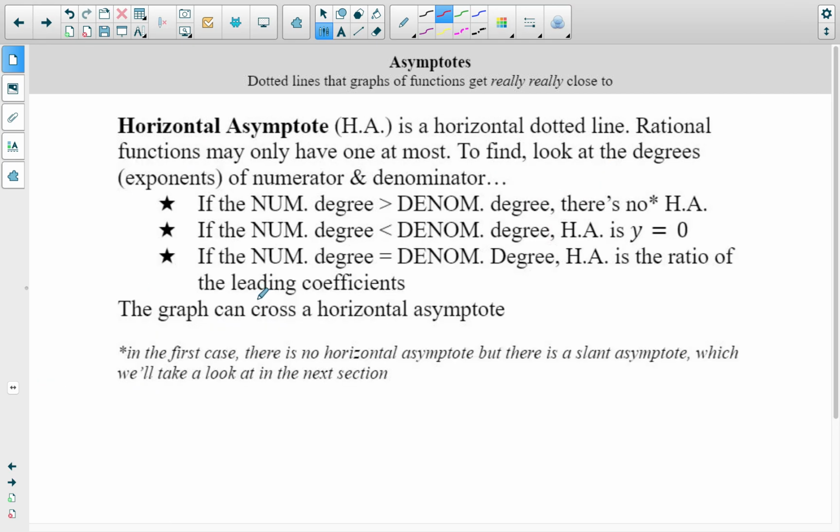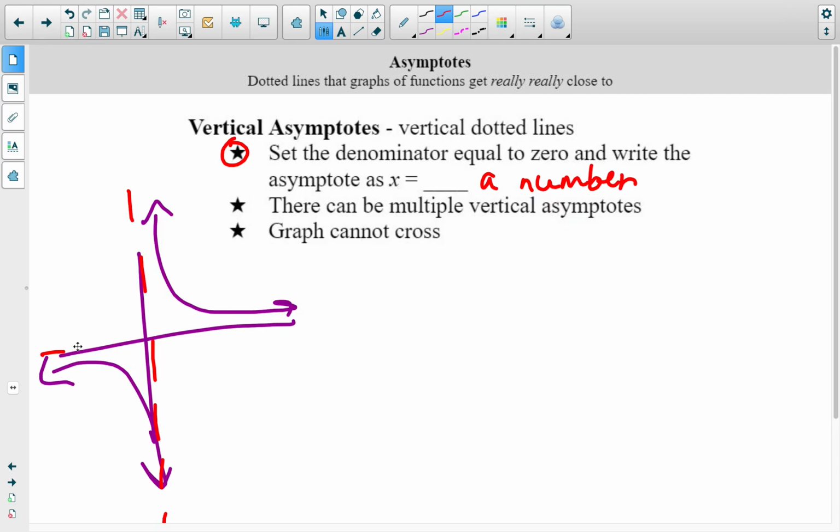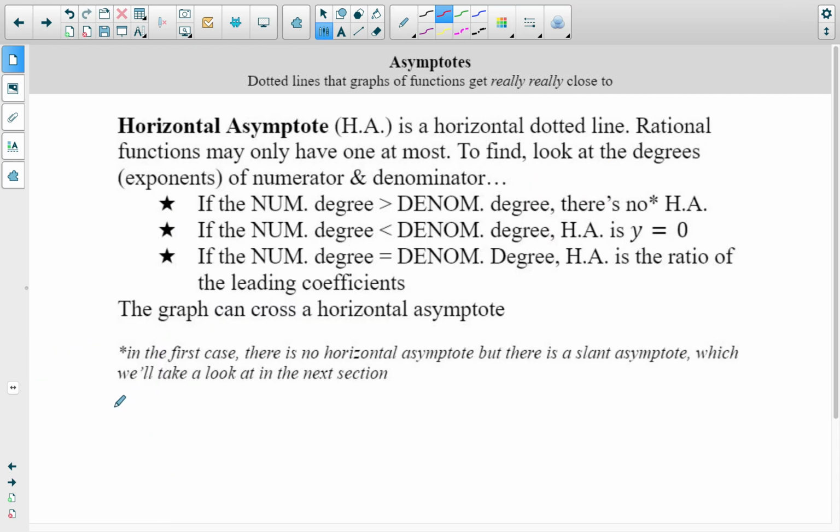Okay, horizontal asymptote. So back to this picture again. There's also here a horizontal line that we are getting very, very close to. These have some rules that we really just gotta get familiar with. A horizontal asymptote, which we will abbreviate as HA, is a horizontal dotted line. Rational functions may only have one at most, so there will not be multiple horizontal asymptotes. To figure out the equation of that line, look at the exponents of the numerator and the denominator. Here are 3 rules that you're probably going to refer back to your notes a lot until you get comfortable doing this.